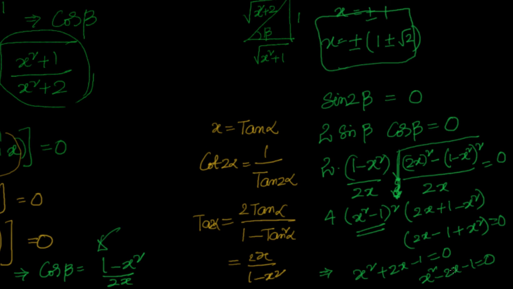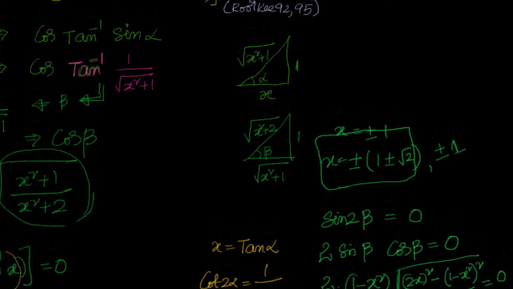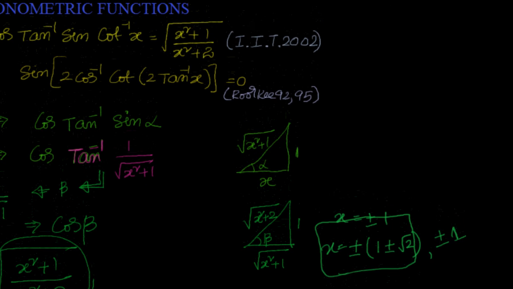If I say minus b, 2 plus or minus square root of b square minus 4ac, that is 4 plus 4, which is 8. So 2 plus or minus 2 root 2 by 2, 1 plus or minus root 2, and this will give you minus 1. So it is nothing but either plus or minus 1 or plus or minus 1 plus or minus root 2. I hope you got it.